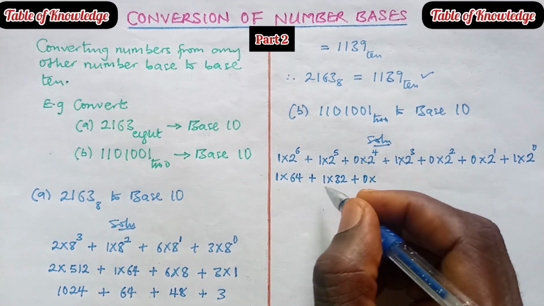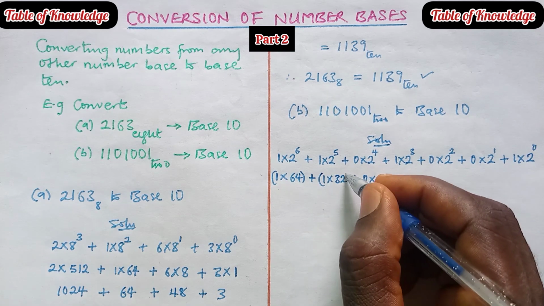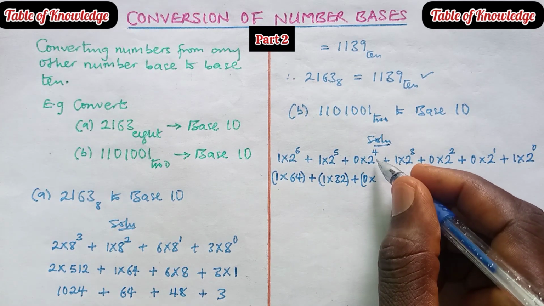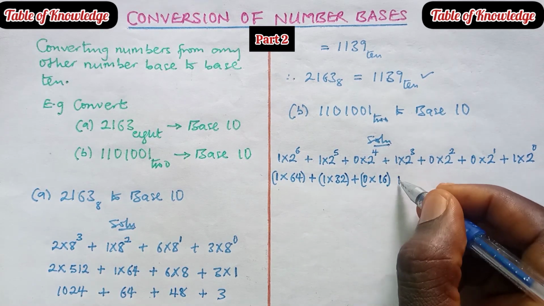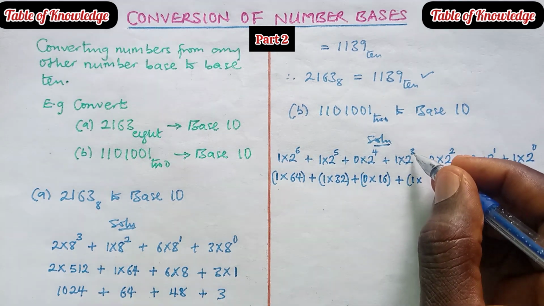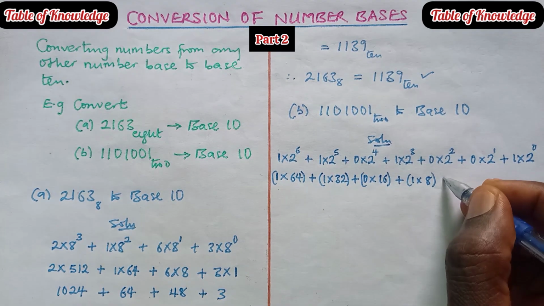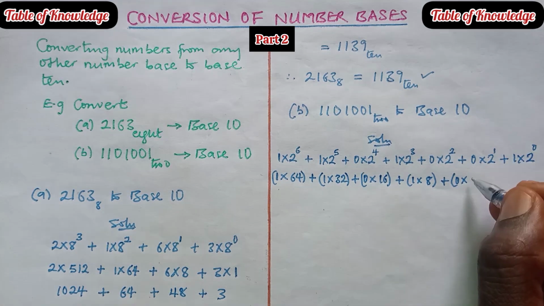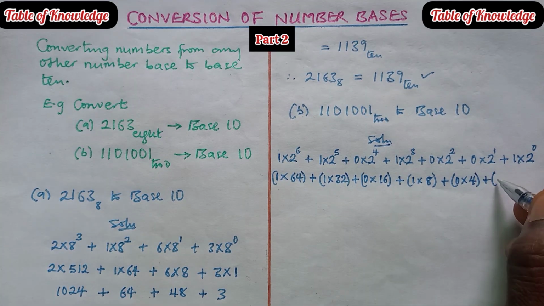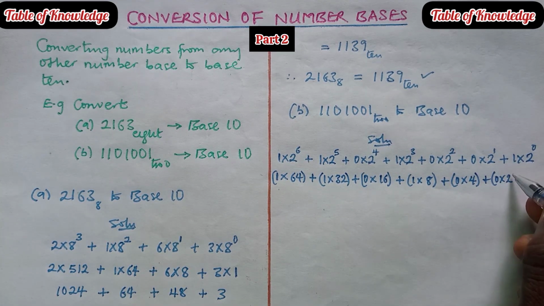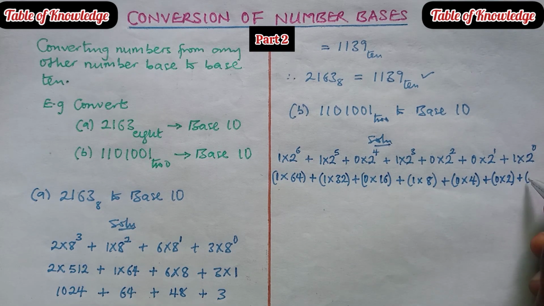Plus 0 times, let's put them in brackets to make it neat. 0 times 2 raised to the power 4 is 16. Plus 1 times 2 raised to the power 3 is 8. Plus 0 times 2 raised to the power 2 is 4. Plus 0 times 2 raised to the power 1 is 2. And 2 raised to the power 0 is 1.